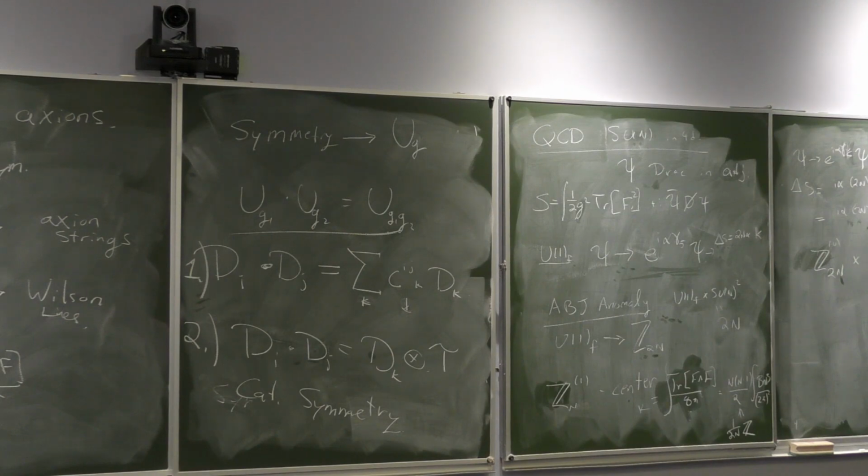So if you have an ABJ anomaly and a center symmetry, you actually are automatically given a mixed anomaly like this. Can you explain this last part again? So what is the delta S now? Good.